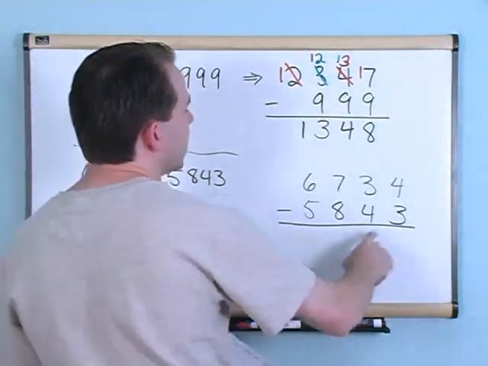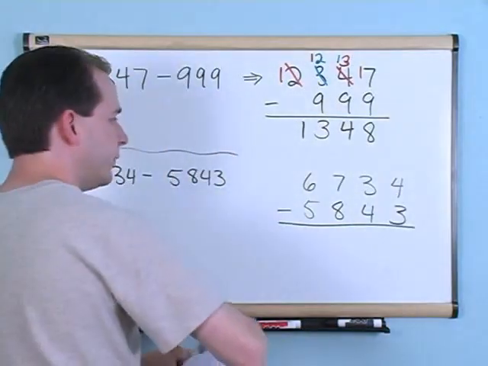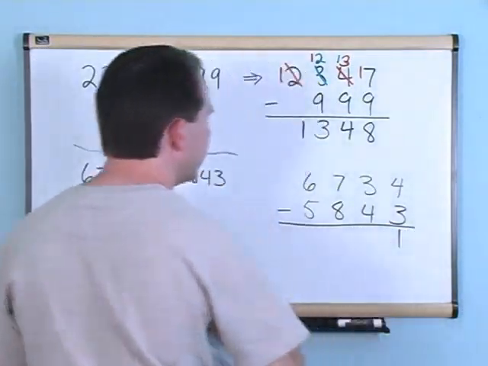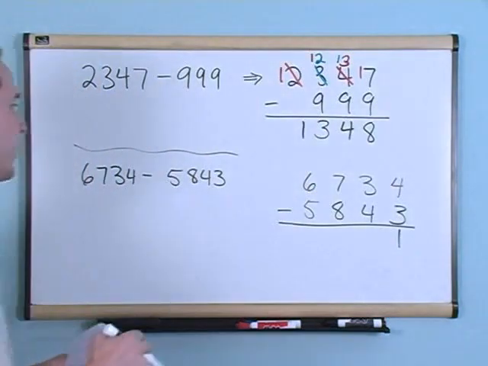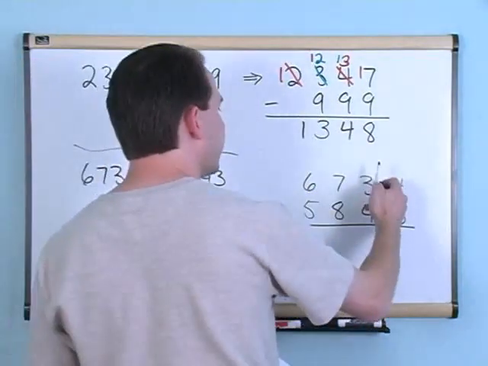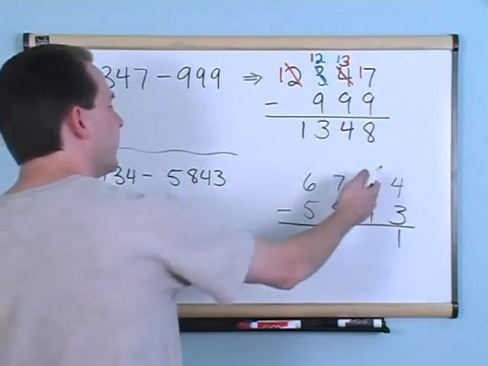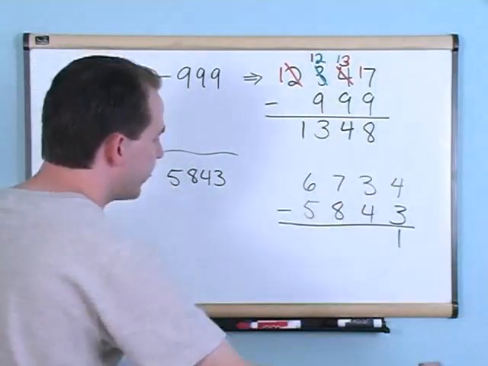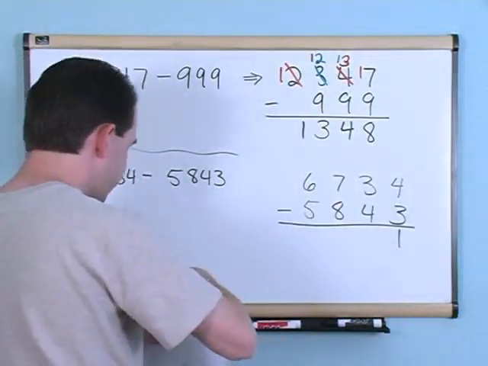So looking at the right-hand column, 4 minus 3, that's easy to do. 4 minus 3 gives me 1, okay? Let's go to this column, 3 minus 4. Well, here I have a problem because this number is smaller. I'm trying to take more away from the 3 than I actually have, so I have to go ahead and do some borrowing.